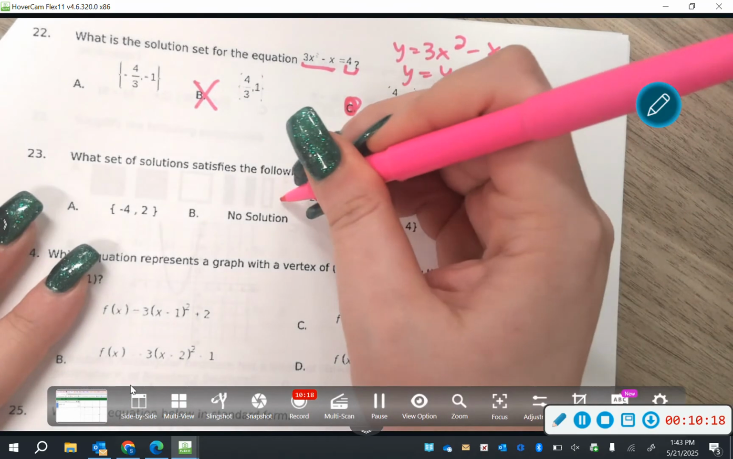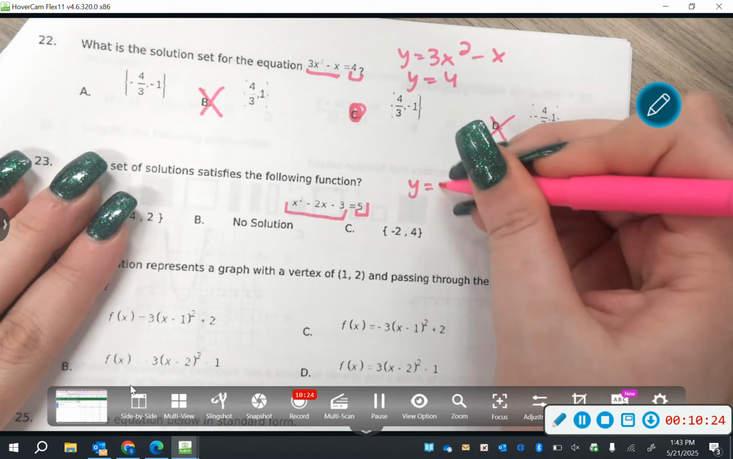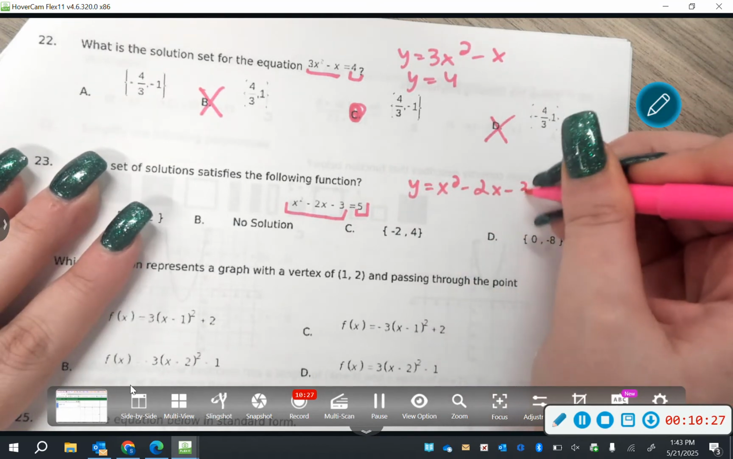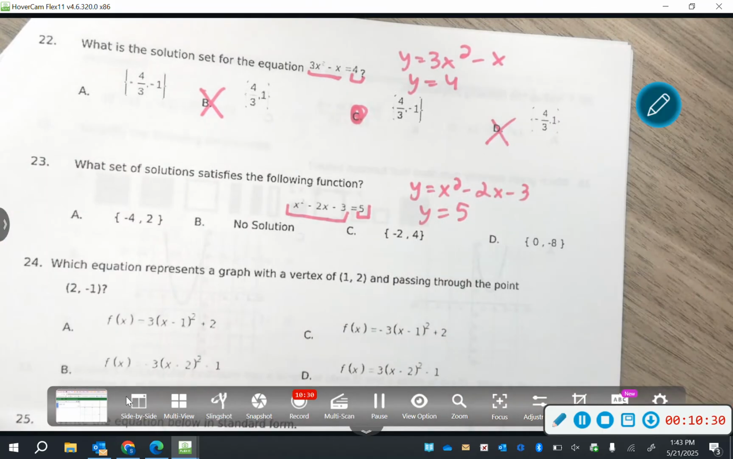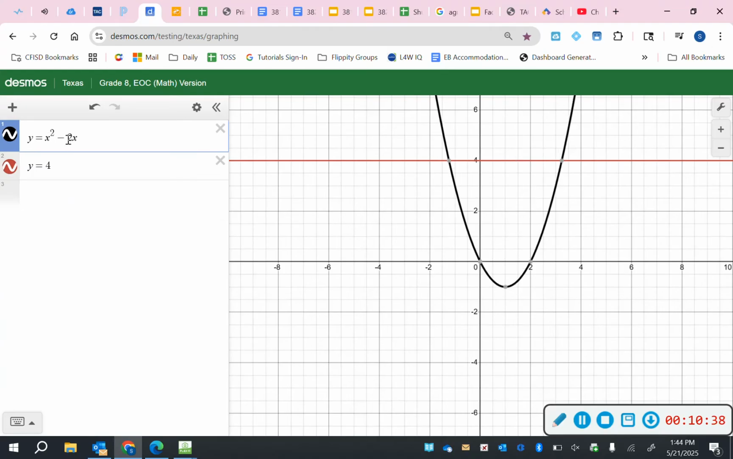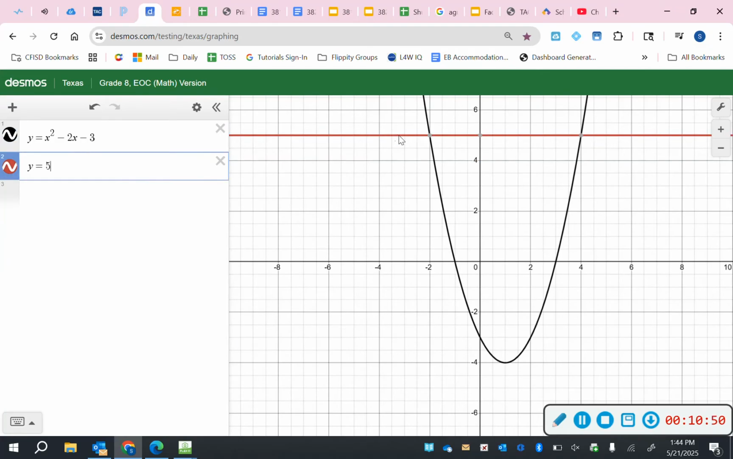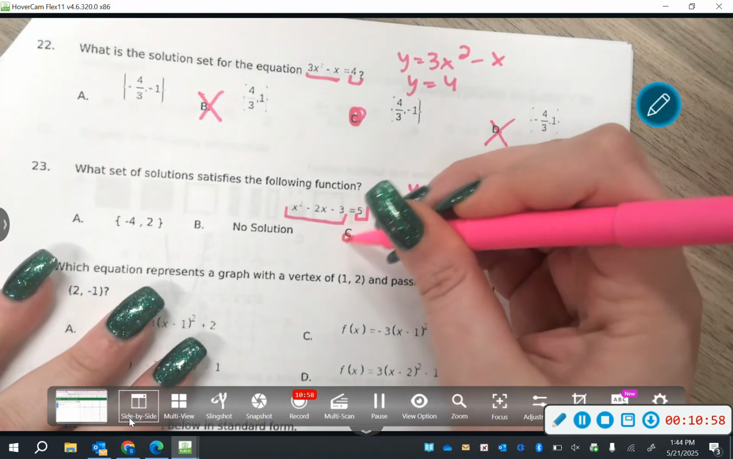Same thing here, row 1, row 2. Go see where they cross. So I'd plug in y equals x squared minus 2x minus 3, and plug in y equals 5. Crosses here and here, so it should be -2 and positive 4. C.